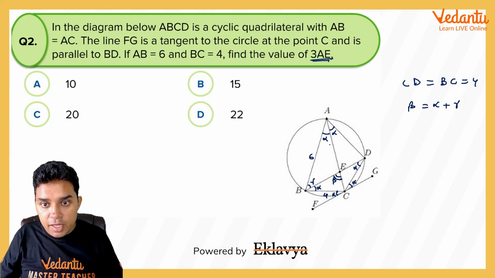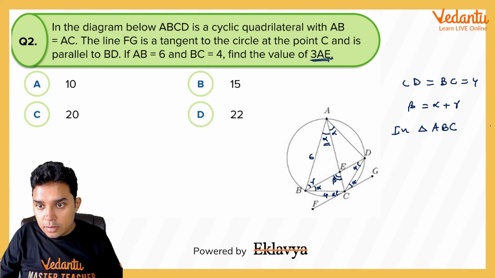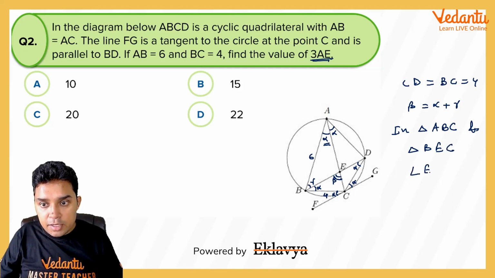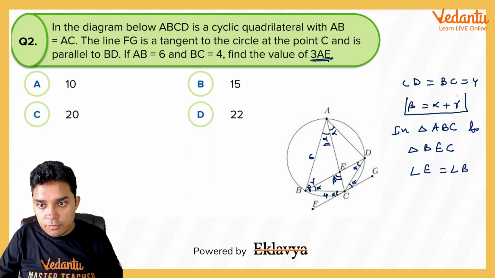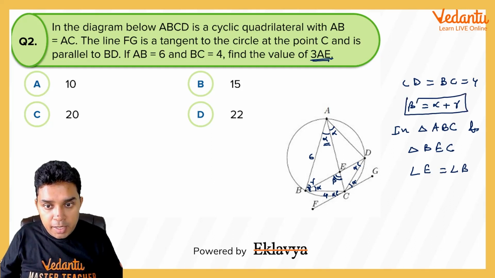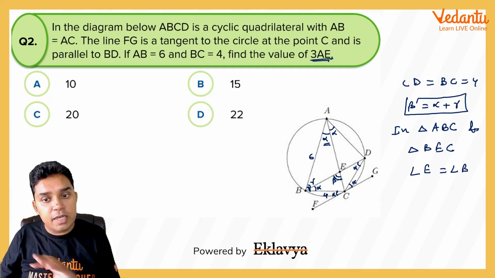Okay, but we have this as alpha and this also as alpha. So you can see in the triangle ABC, we have proved that angle at E, angle BEC, let me call it BEC, is equal to angle at B. Because angle at B will also be equal to gamma plus alpha, and this beta we have proved as gamma plus alpha. So angle at E and angle at B in these two different triangles are the same.